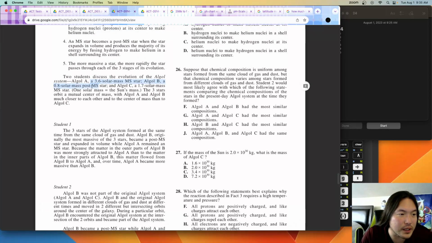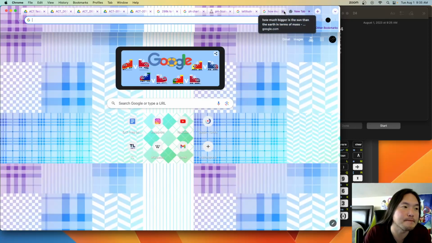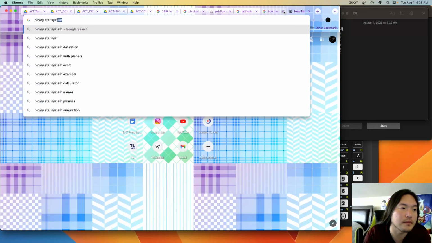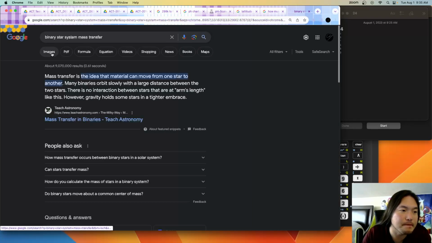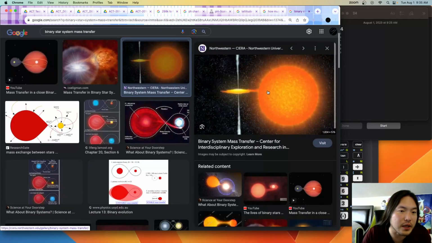Okay, so student 1 is saying Algol B used to be bigger than Algol A, but then Algol A absorbed the mass of Algol B. That does happen. It actually looks super cool. Sometimes you get stuff like this, where you have a star, and then a black hole, and the black hole starts sucking the star into itself. It's wild.